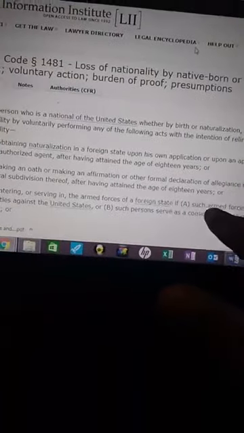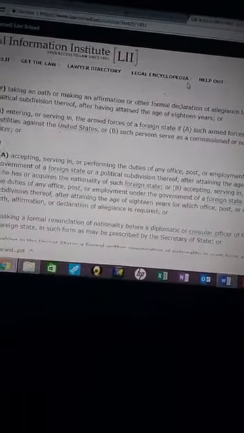The next thing it says is entering or serving in the armed forces of a what? Of a foreign state. So it has to be foreign to the United States. If such foreign armed forces are engaged in hostilities against the United States, or such person serves as a commissioned or non-commissioned officer. That's another one.